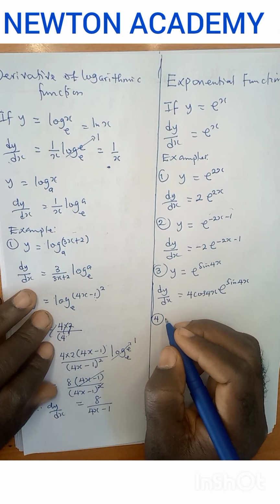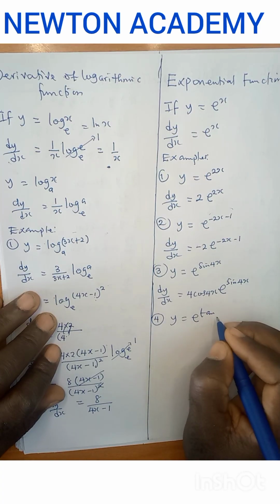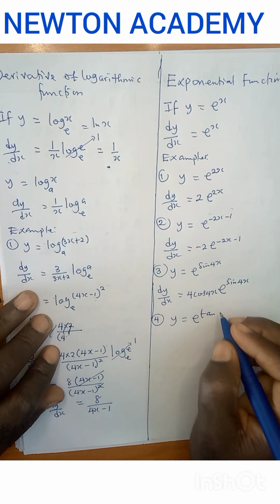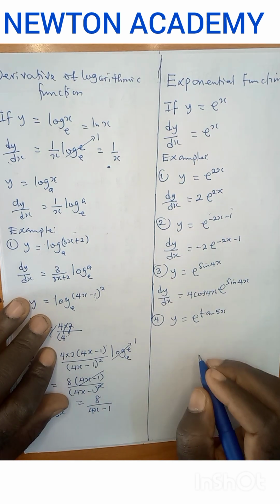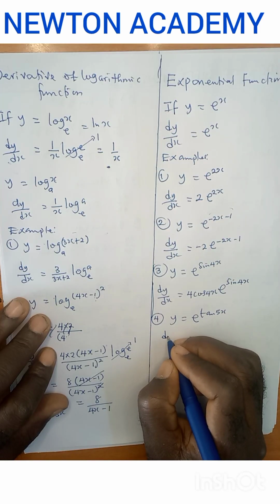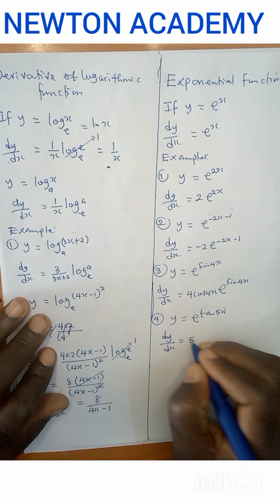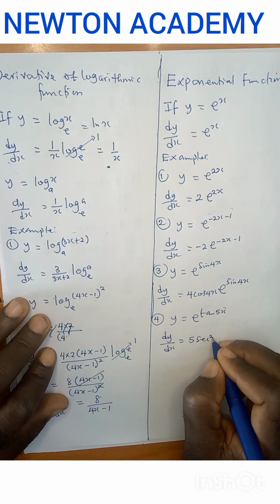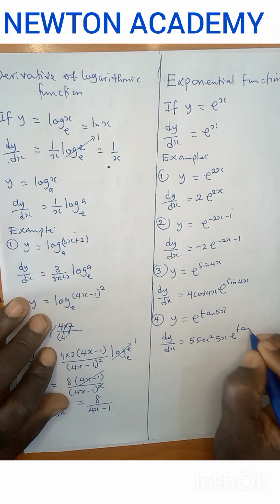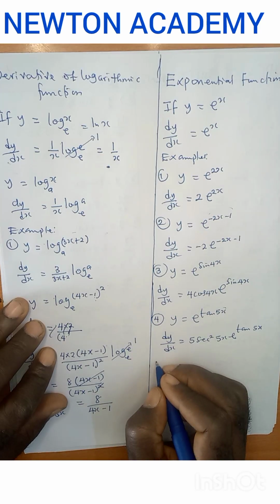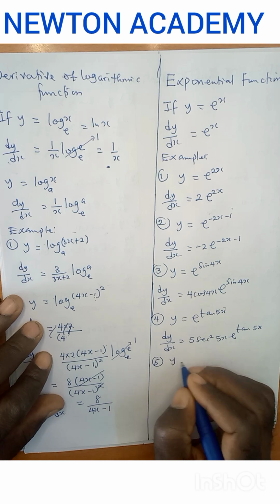Now let's take a look at number 4. If you have y is equal to exponential tan of 5x, what will you do with this? Now, to differentiate this, we say dy/dx is equal to, differentiation of 5x is 5. Differentiation of tan is sec squared, then 5x, exponential tan 5x.